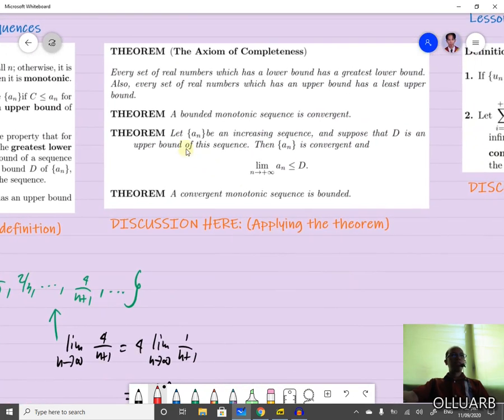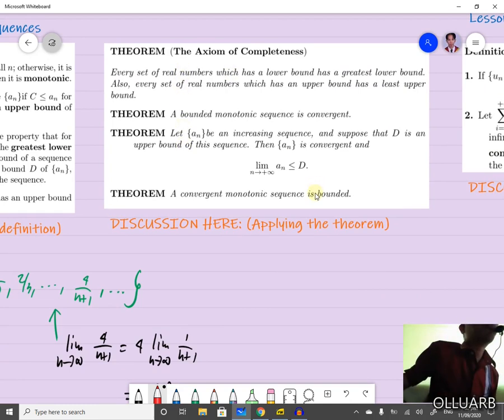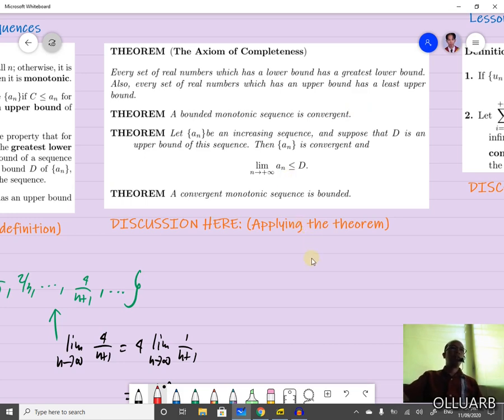Okay, let's have this theorem. Theorem, the axiom of completeness. This is a very familiar theorem in mathematics. Every set of real numbers which has a lower bound has a greatest lower bound. So if the sequence has a lower bound, then automatically it has a greatest lower bound. Also, if it has an upper bound, then the sequence has a least upper bound. That's what is said by the axiom of completeness.